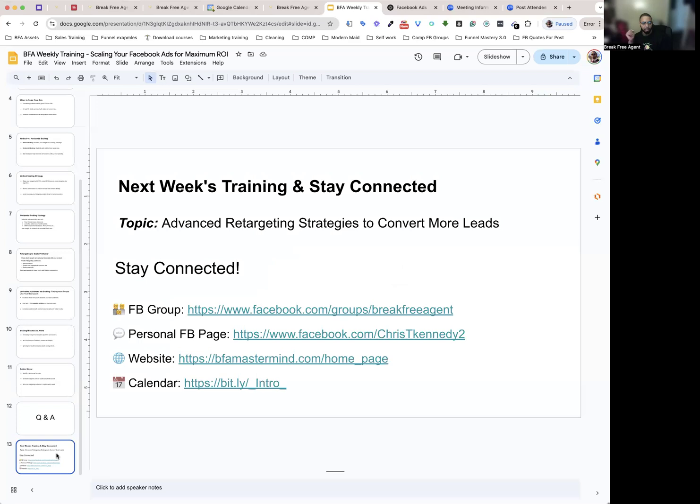Now next week is going to be advanced targeting strategies to convert more leads. So I'm going to show you how to actually retarget the leads. So once you have people who have engaged with your website, your business page, or your lead form, you can retarget those people and they convert really, really well because they've already engaged. So be on the lookout for that one.